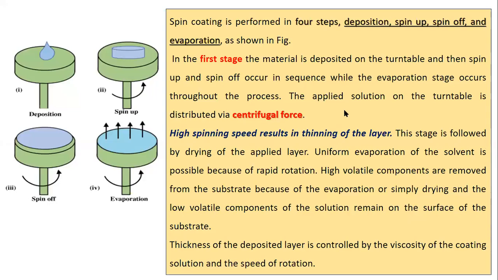According to the animated video, spin coating is performed in four steps. The first step is deposition, the second is spin up, the third is spin off, and the last is evaporation. As shown in the figure, look at that figure.